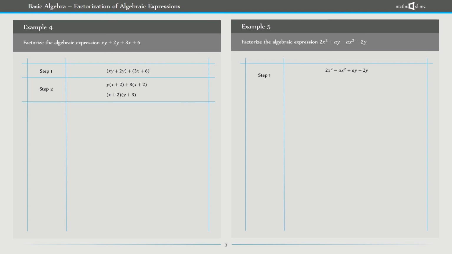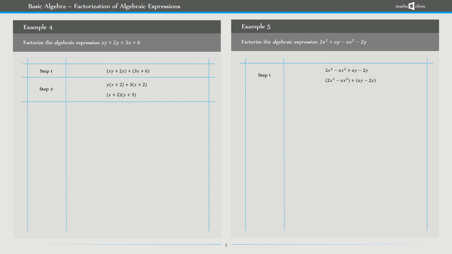And that is pretty much what we're going to do here, because even if we chose to group them, we can't factorize 2x squared and ay. There isn't a common factor there. But if I bring minus ax squared closer to 2x squared, I can actually group those 2x squared and minus ax squared as one group, and then I'd have a common factor there. And wonderfully enough, I also have ay minus 2y, and I also have a common factor there. Okay, so how to go about doing this?